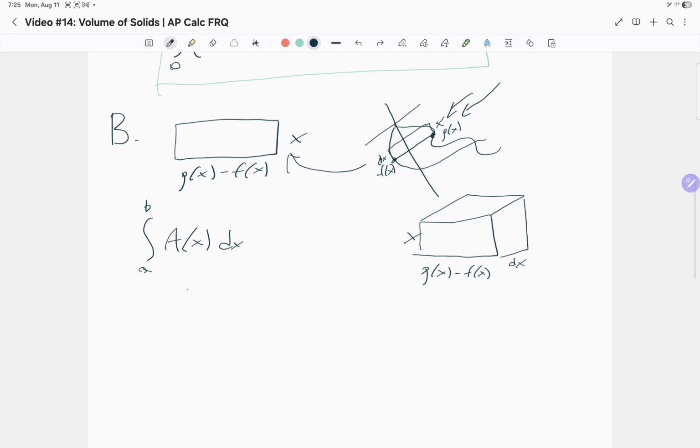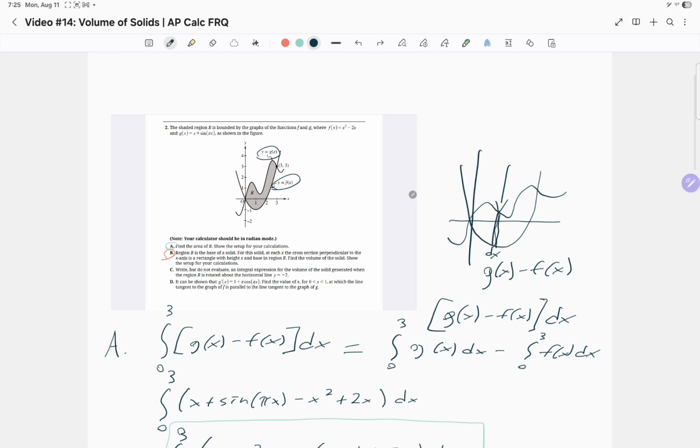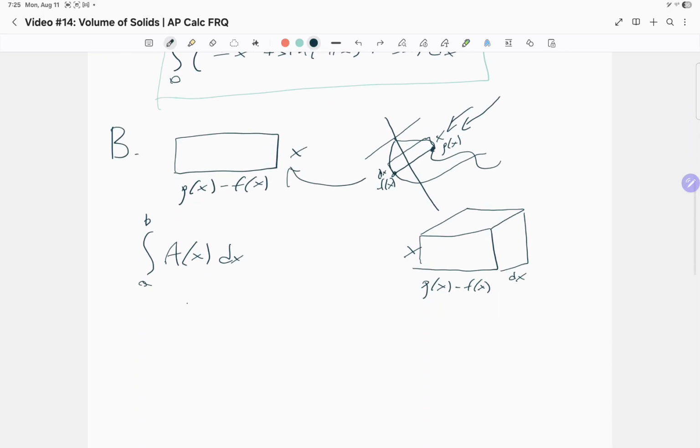So what are our limits now? Well, it's still going to be 0 to 3, because that is the region R. The region R is the base of a solid, and that goes from 0 to 3. So when we set up our integral, it's going to be from 0 to 3. The area of the solid we just indicate as A(x). You can think of it like a function if that helps you. It's going to be the area of this representative rectangle we drew up here. So it's going to be g(x) minus f(x) in brackets, times x, and then we have a dx.